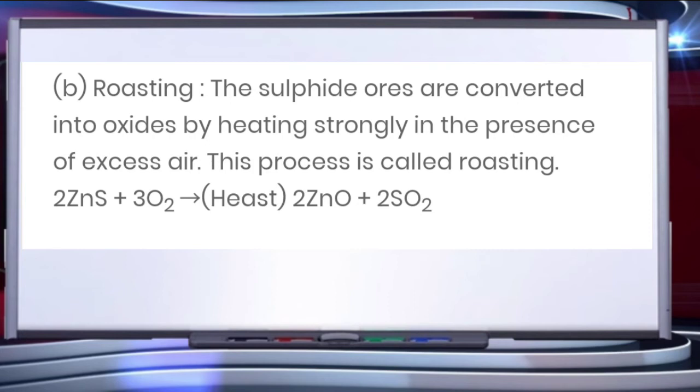For example, we have zinc sulfide here, which is also known as zinc blende, the sulfide ore of zinc. When we heat this zinc blende in excess of oxygen, we get zinc oxide, and sulfur dioxide gas is released in this process. So here children, after roasting the zinc sulfide, we get zinc oxide.